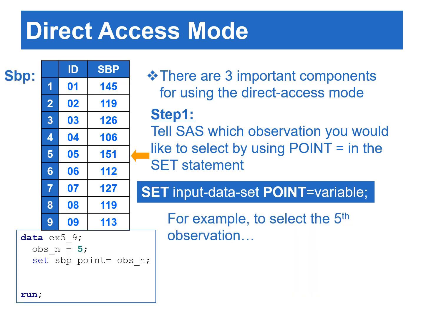For example, this program creates a dataset that only contains the fifth observation of the SBP dataset. To select the fifth observation, we first create a variable OBSN, and assign value 5 to this variable. This variable is then specified in the point equals option, in the set statement.